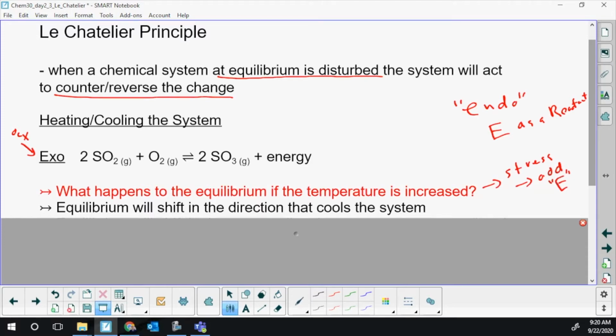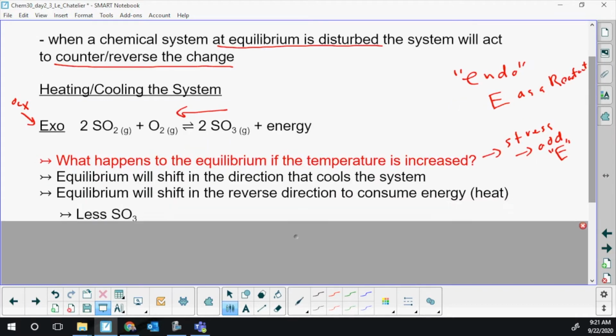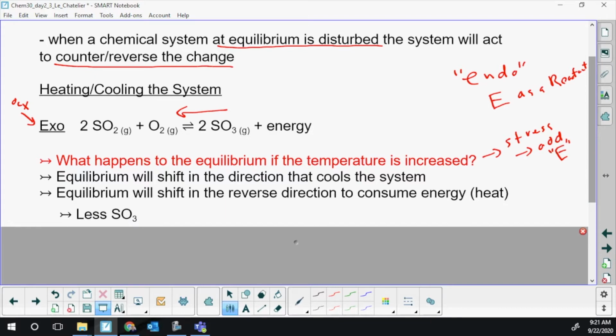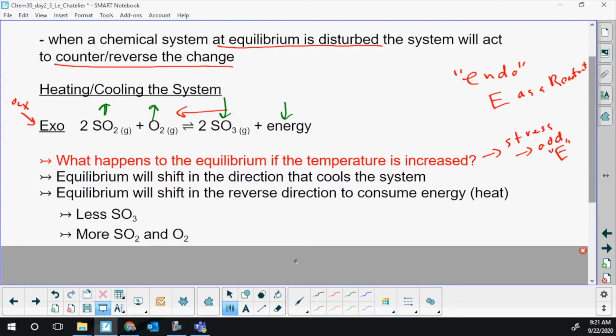So we added a product, and it's going to want to shift towards reactants to try to use up some of this energy. But as a consequence, it's going to use up some sulfur trioxide, and it's going to make sulfur dioxide and make more oxygen gas. Everything has to go with it. Even though the energy is driving it, everything changes, so you need to be aware of all the chemicals. There's less sulfur trioxide because that's a product also. So we're going to see the energy go down, that go down, that go up, that go up. I'm just summarizing that down below: more of our two reactants.